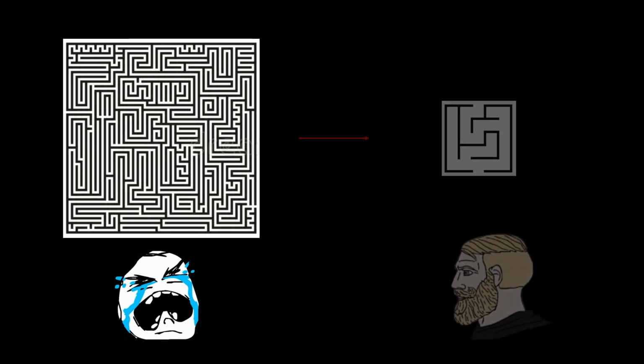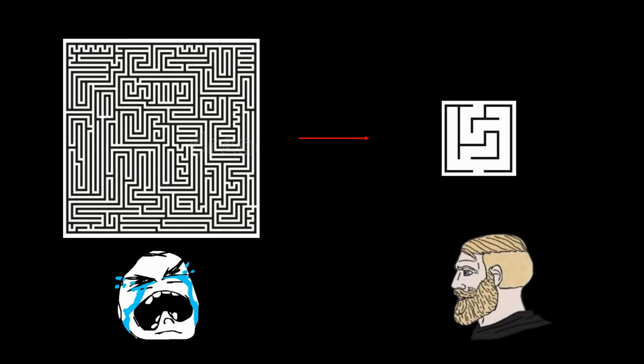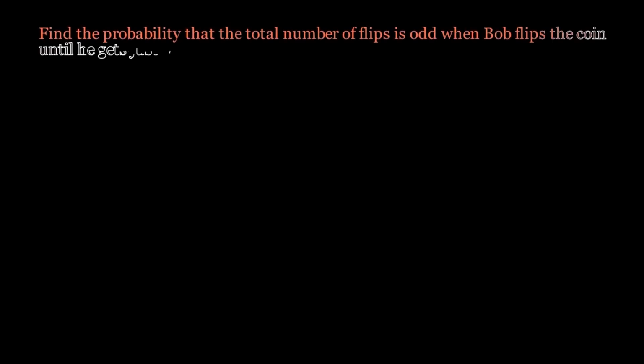This problem seems challenging to solve directly. One important rule in problem solving is that when faced with a difficult problem, it is better to start with a simpler version. So let's consider a modified version of the problem. What if we were asked to find the probability that the total number of flips is odd when Bob flips the coin until he gets just one head instead of two?